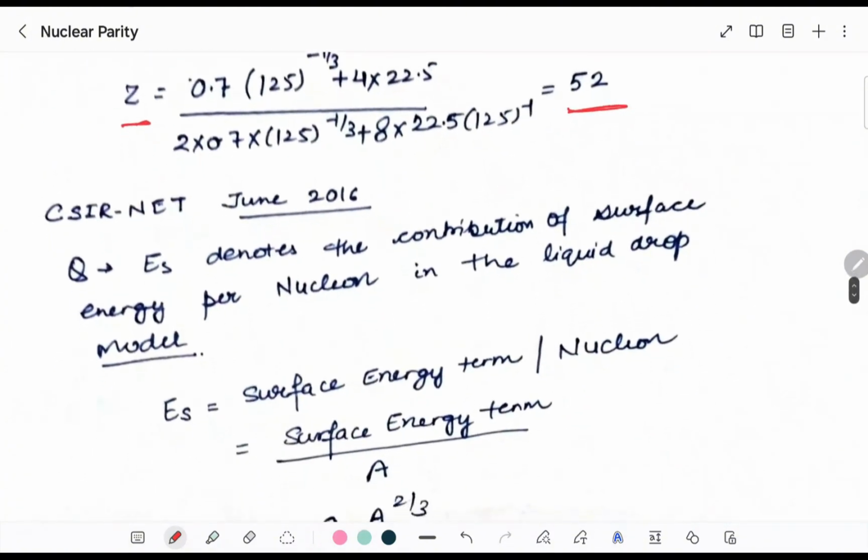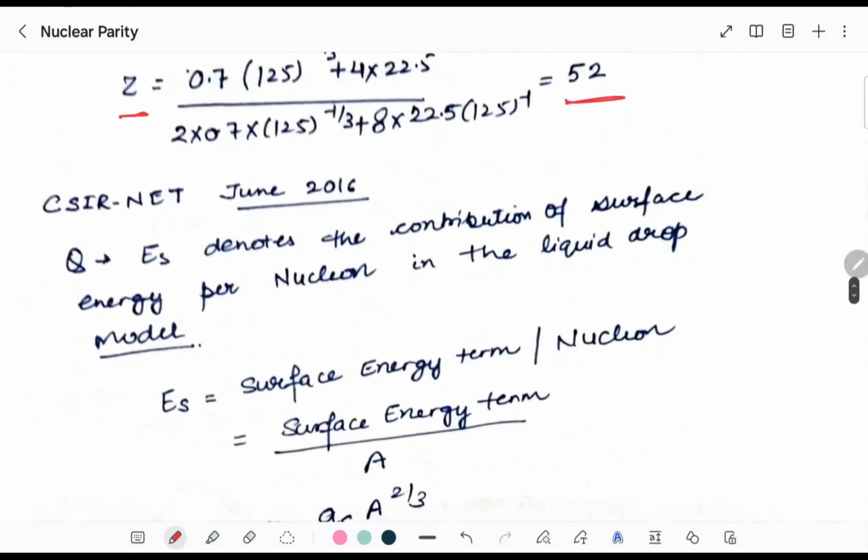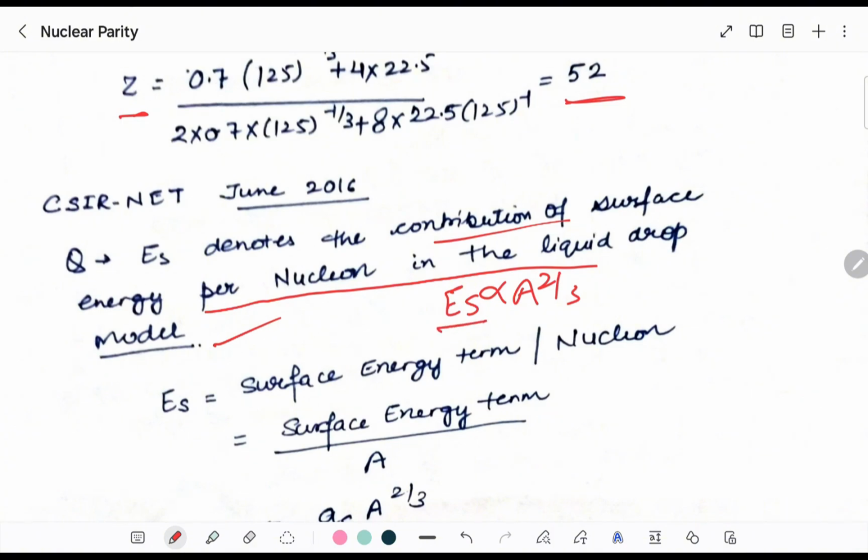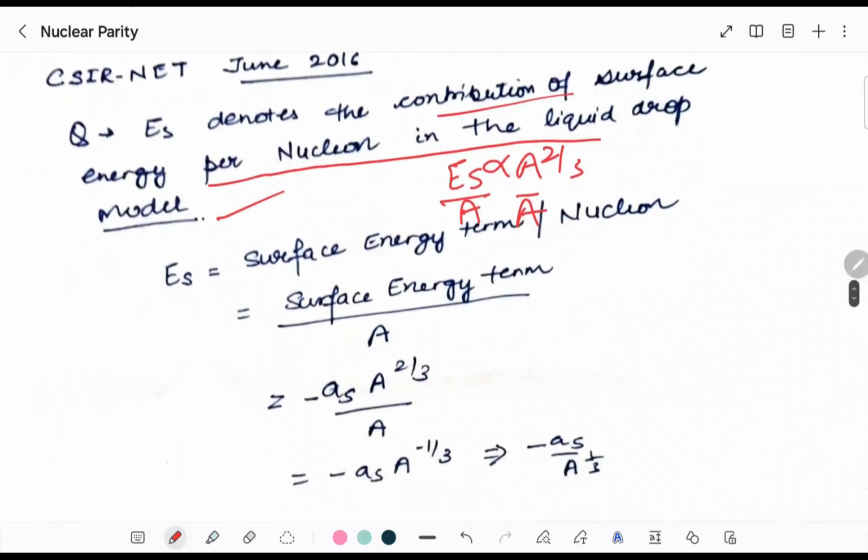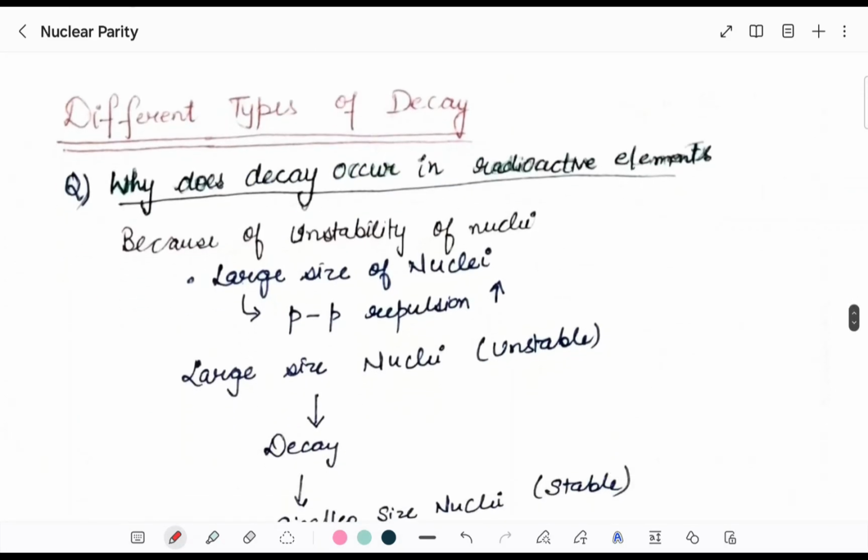The next question was asked in June 2016: ES denotes the contribution of the surface energy term per nucleon in the liquid drop model. As we know, the surface energy term is directly proportional to A raised to power 2/3, but he was asking about the surface energy term per nucleon, so we need to divide it by A and solve the question.